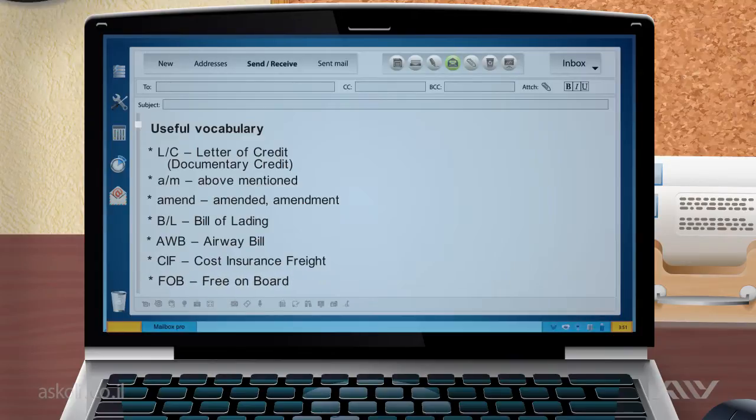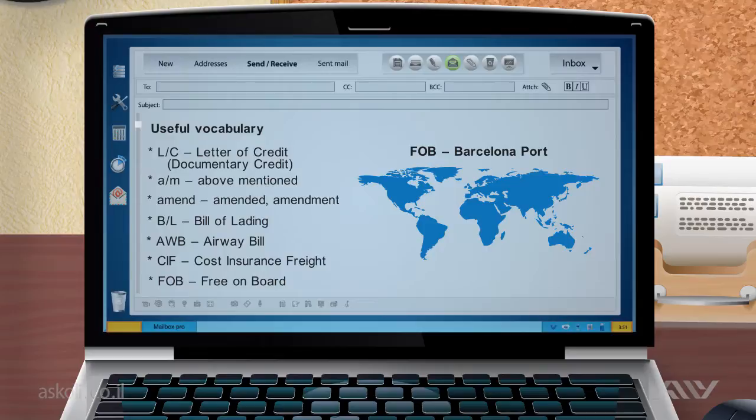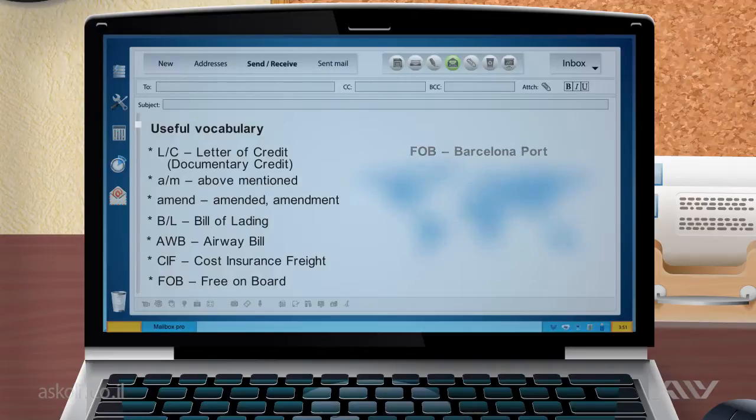FOB, free on board, means I have an arrangement with CIM. If you're buying the goods from Spain, for example, quote me a price, FOB Barcelona port. From Barcelona, I'll bring the goods by myself because I have an arrangement with CIM. I have a special deal. I don't need to calculate the price. That's done for me. Just tell me how much it costs to get the goods from your factory to Barcelona port, and I'll pay from there by myself.